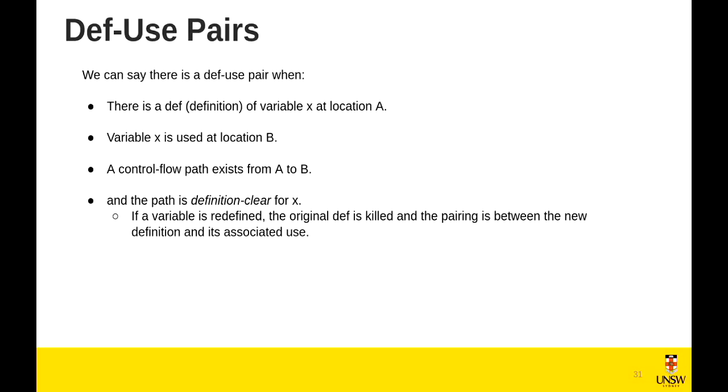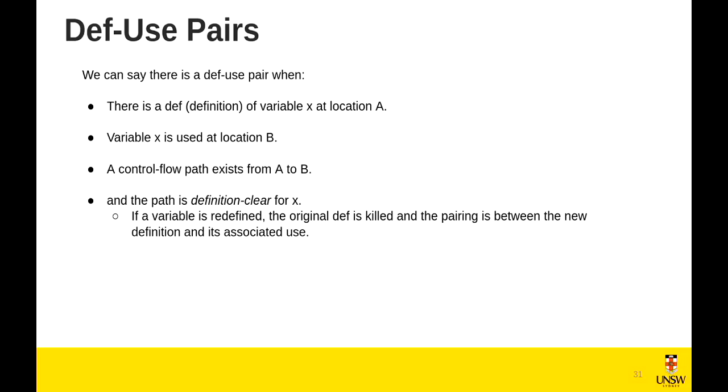So let's continue. In data flow analysis, what we care about is not just some random definitions or uses. We care about def-use pairs. So what is a def-use pair? These are some requirements for constructing a def-use pair. The first one is that there is a definition of the variable at some location.